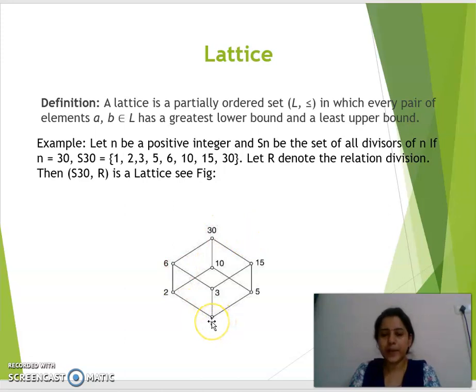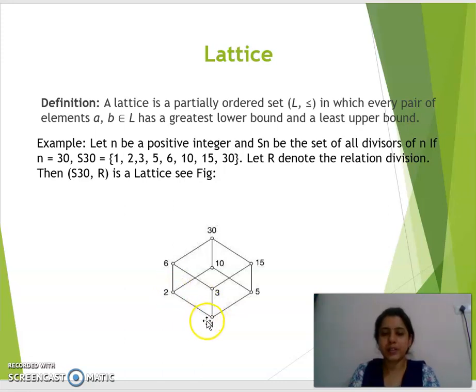So what are the elements we have here? We have 8 elements. Take any pair of the elements in this set, such that each pair must contain a greatest lower bound and a least upper bound. Let's take 1, 2. 1 is the lower bound value, and as it is the only lower bound, it is the greatest lower bound value.